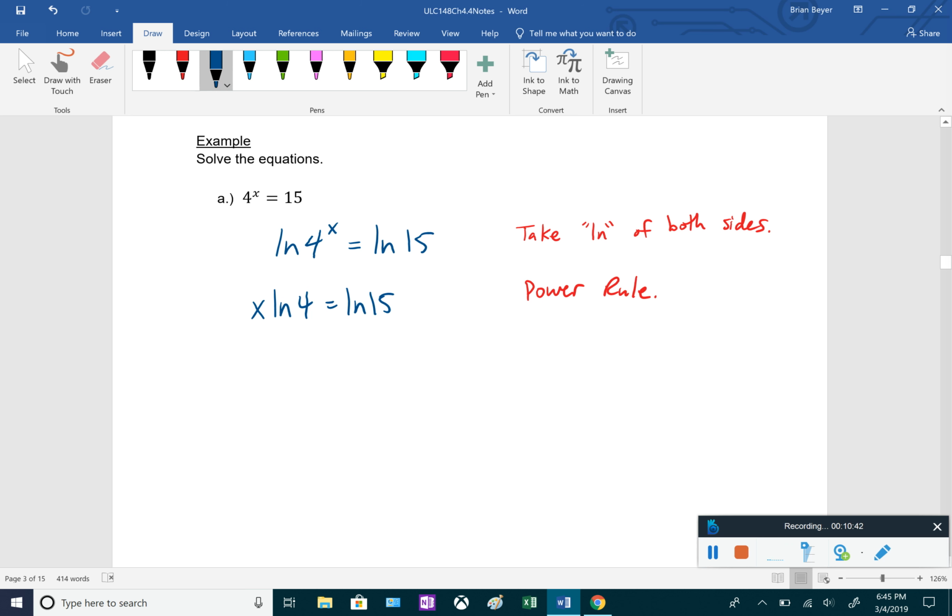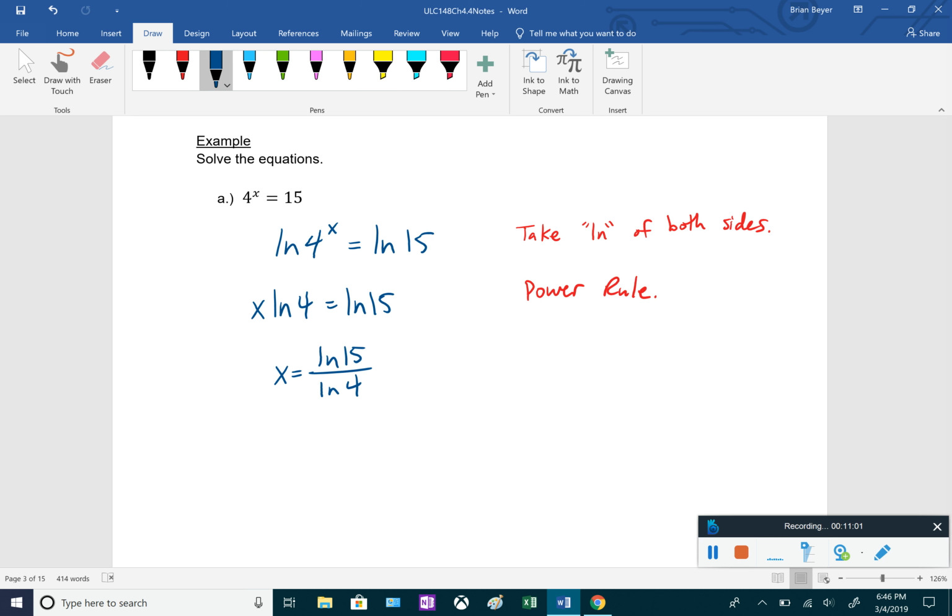And now you can probably see how it got split up nicely. Now the variable's not in the exponent. That's the whole point of doing this with the power rule. The variable is no longer going to be in the exponent. Now all we have to do is divide both sides by the ln of 4. So it's going to be x equals the ln of 15 divided by the ln of 4.